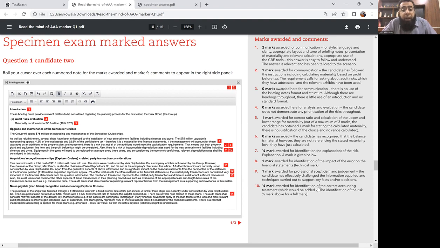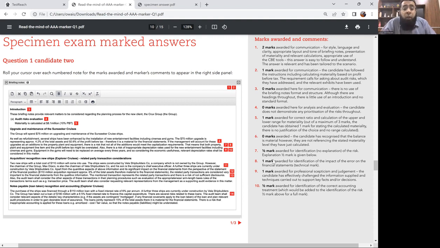Half a mark is awarded for identifying the correct accounting treatment relating to depreciation. So how many marks has he got? He got half a mark for identification, then 1 mark for explaining the impact. This 1 mark is a professional skepticism mark, and then he got another half mark. So half and half, 1, and this one, 2 marks. So are these 2 marks good or bad?